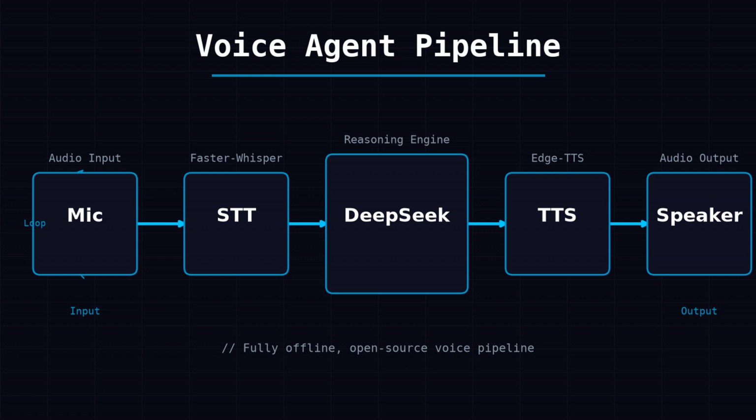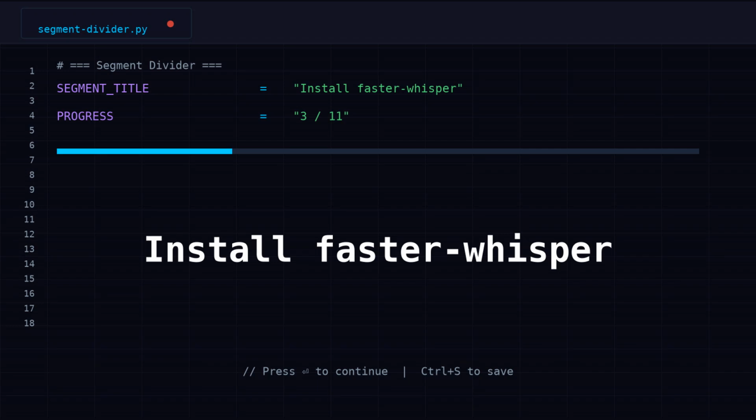The loop keeps going until you say stop. Total cost? $0 for STT and TTS. DeepSeek's free credit covers everything else. Let's install. Single pip command: pip install faster-whisper. That's it. It pulls in CTranslate2 under the hood, a heavily optimized inference engine. The base model runs comfortably on 2 GB of RAM and transcribes faster than real-time on any modern CPU.